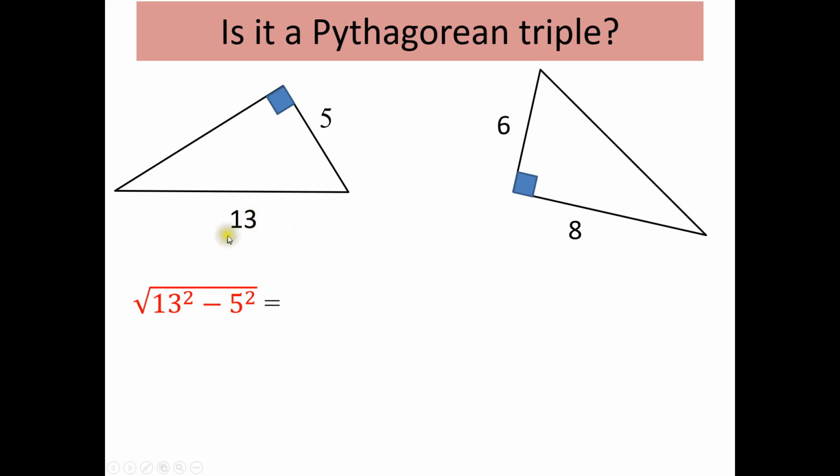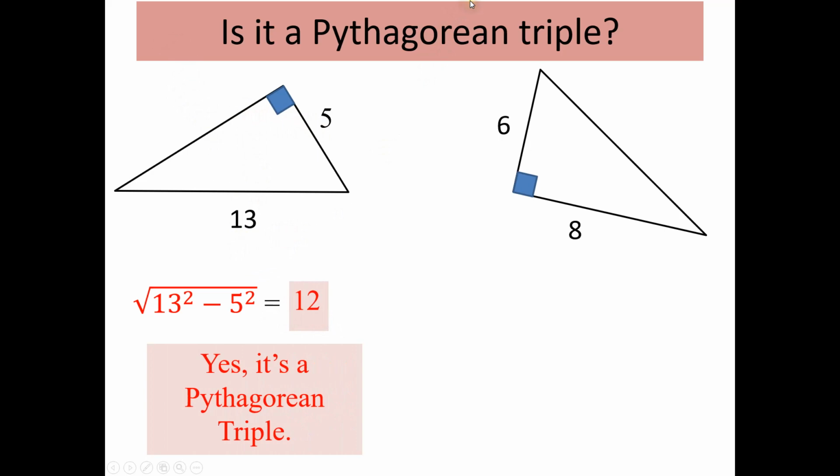Okay, so you put 13 squared minus 5 squared, and that is 12. Okay, if this one's 12, then we have a 5, 12, 13 Pythagorean triple. Okay, because all the numbers were whole numbers, right? Now let's try this one.